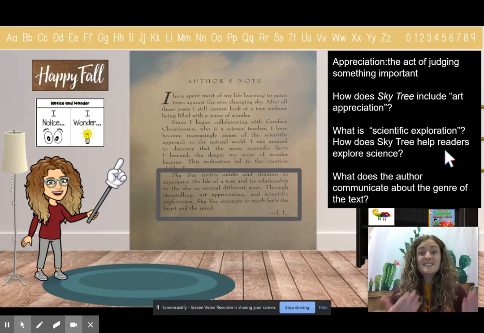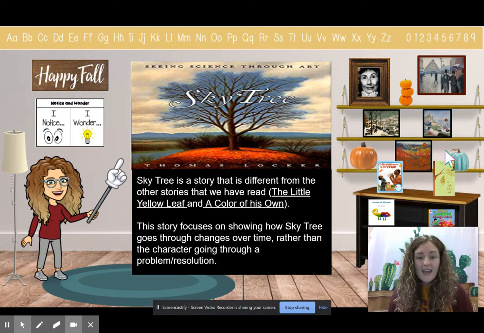So, this book did give us information about the changes in seasons, but Thomas Locker is telling it as a story. So, today we are going to be talking about what is happening in this book, but we are going to show it in a different way.